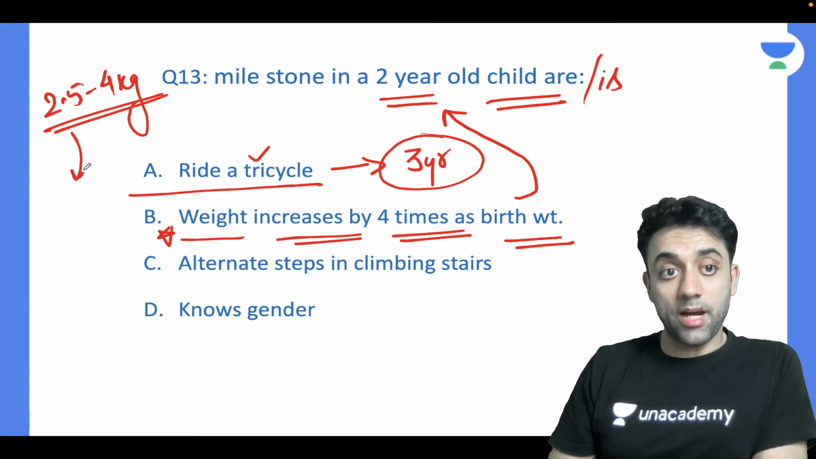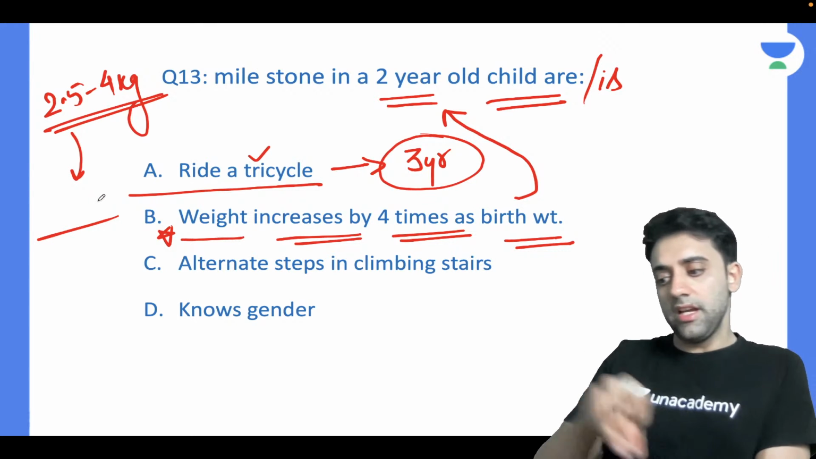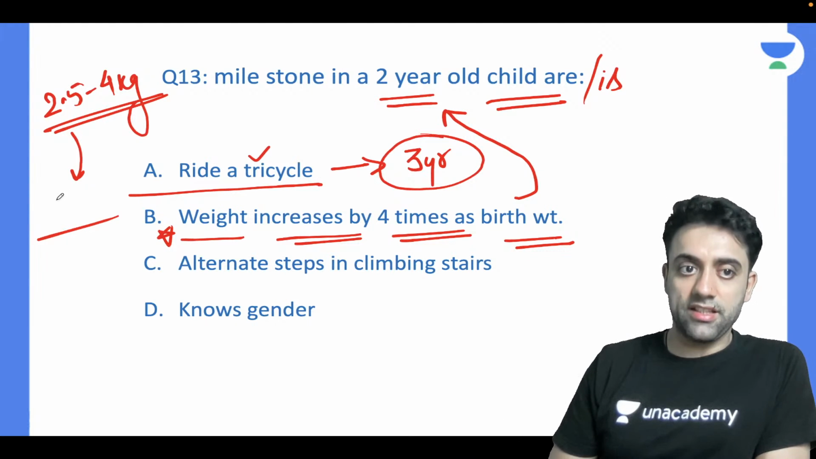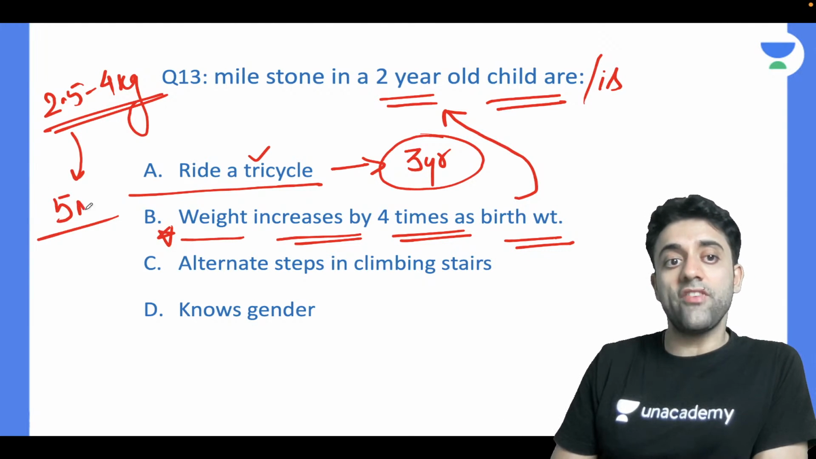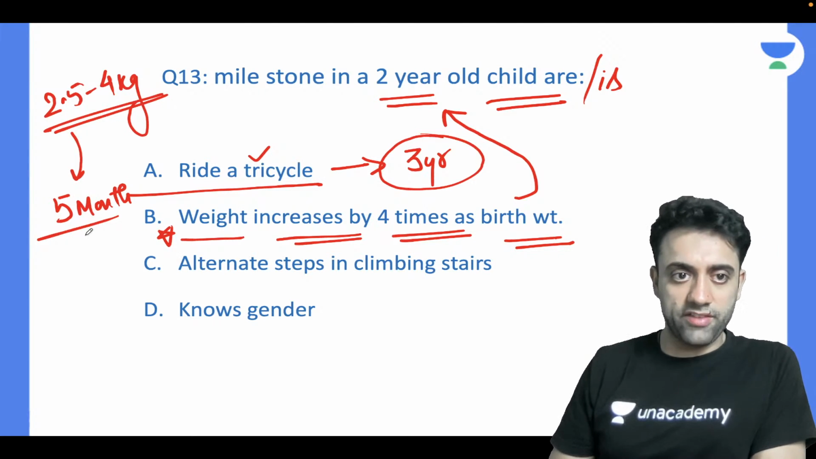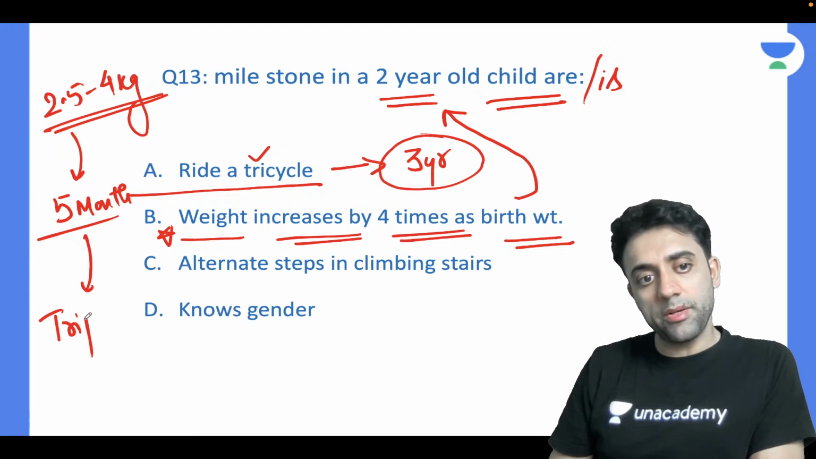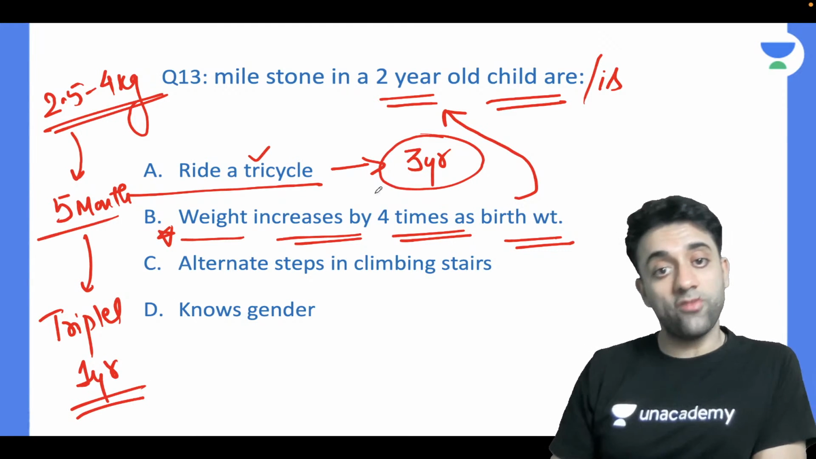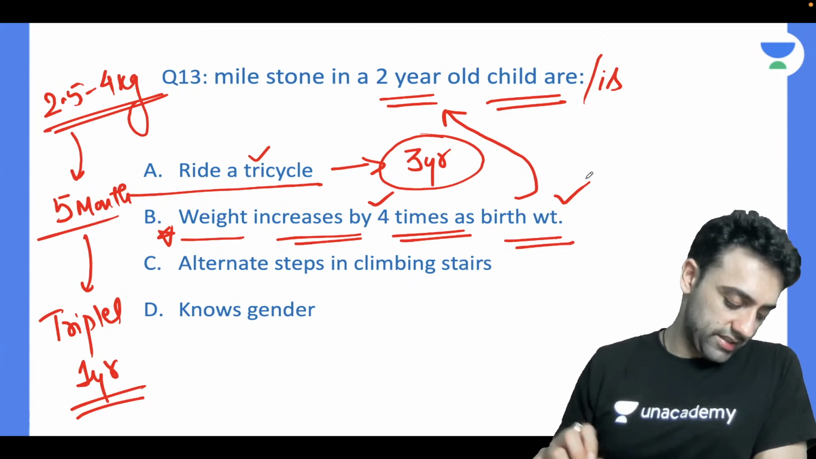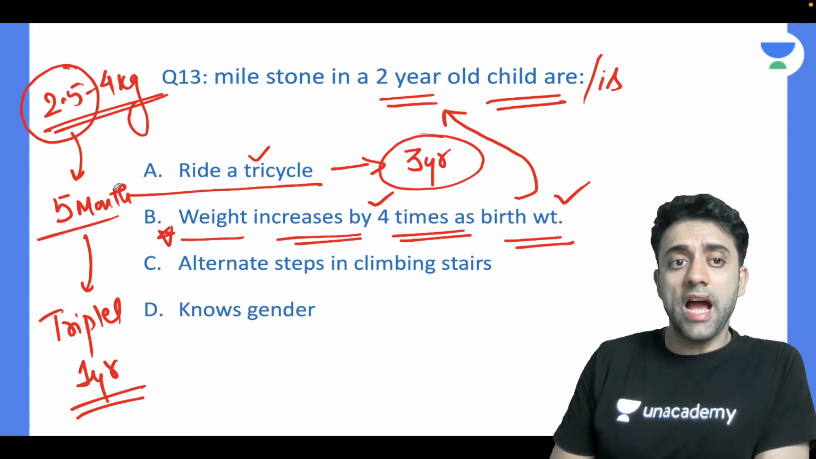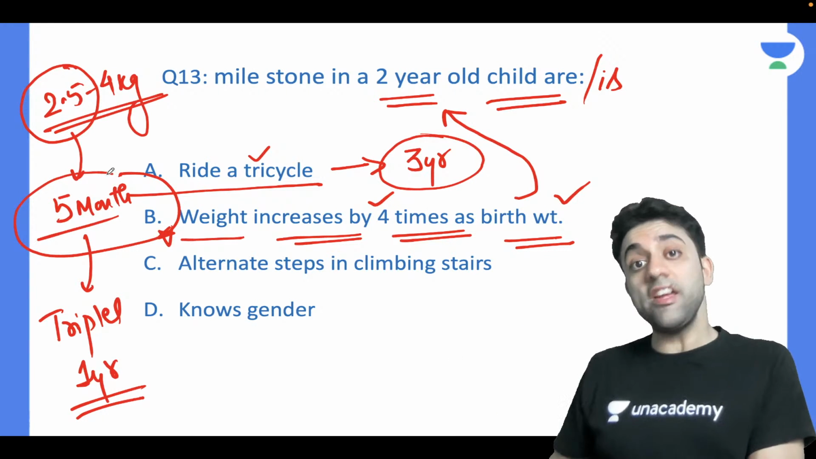When does the weight double? If a baby is 2.5 kg, when will he be 5 kg? Very importantly, the weight doubles by 5 months from the birth weight, triples by 1 year, and becomes 4 times by the end of 2 years. Are you understanding? If a baby is 2.5 kg, after 5 months of life, he will be 5 kg.